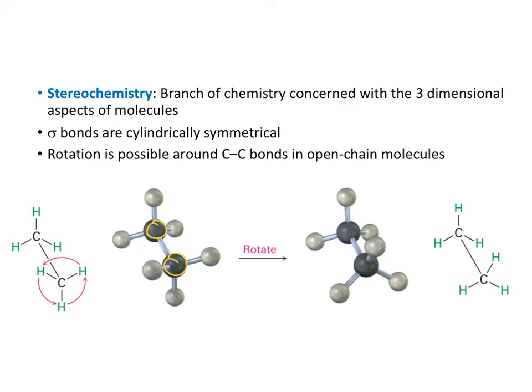So sigma bonds, which are formed by a head-to-head overlap of hybrid orbitals between these two carbons, they are sp3 orbitals overlapping, those can freely rotate in open chain molecules. So ethane here, this carbon-carbon bond can freely rotate. So this shows what happens after you rotate along that carbon-carbon bond.